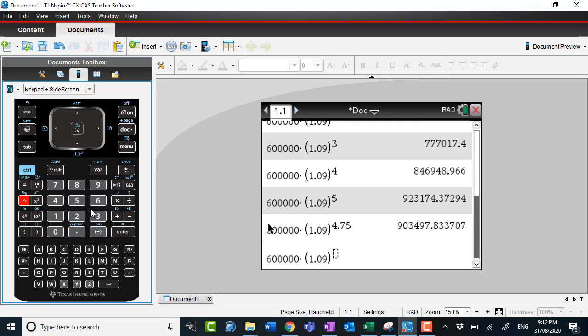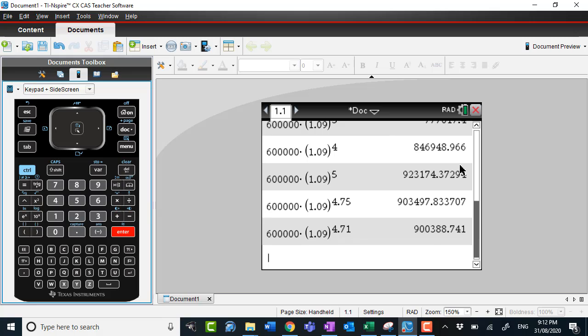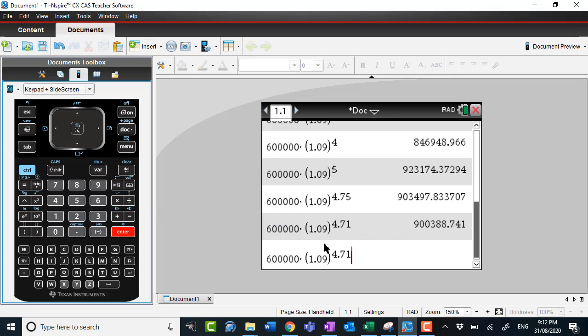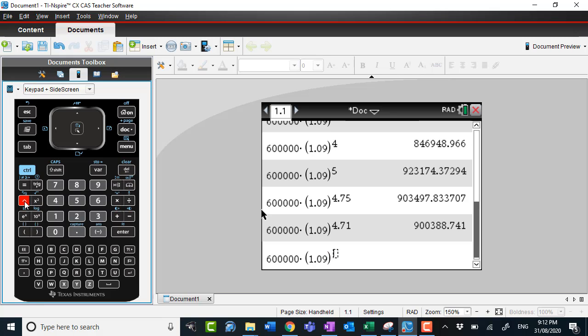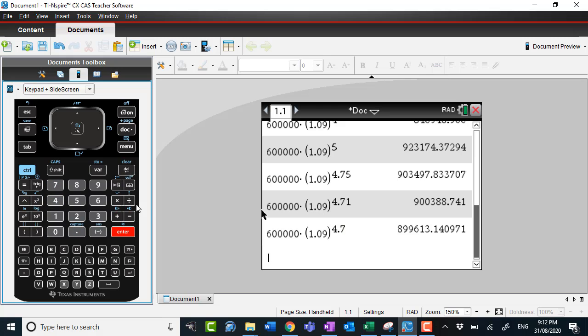Now, the power of these calculators is that we can go ahead and solve and find the exact answer. Well, let's try 4.71. All right, we're getting closer. I'm within $388. Let's try to the power of 4.70. All right, so somewhere between 4.7 and 4.71 would be our answer.